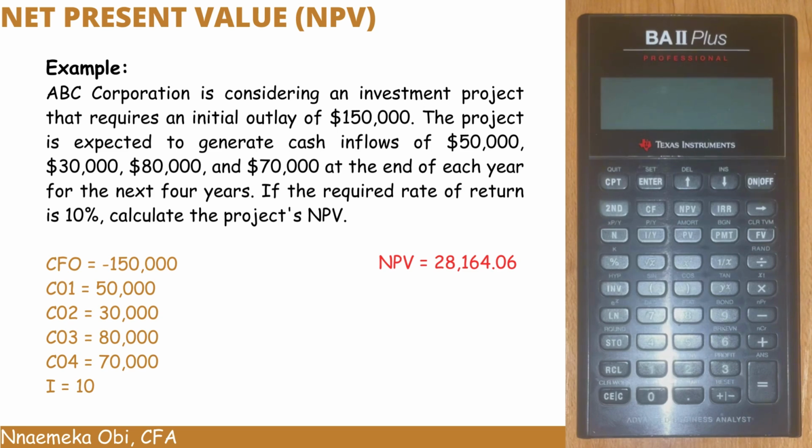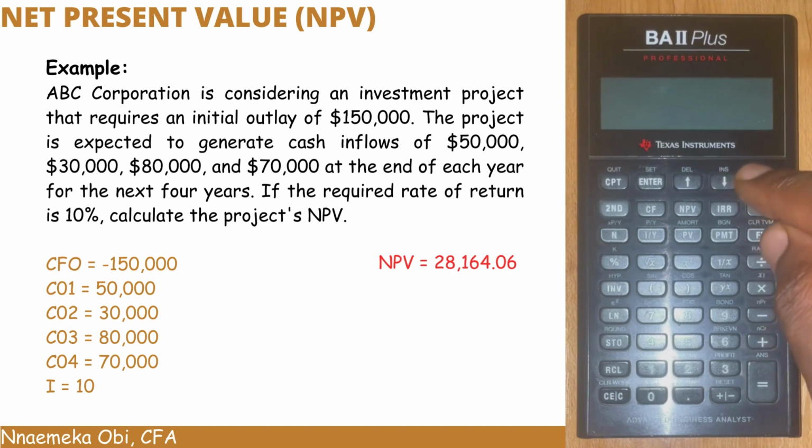The project is expected to generate cash inflows of $50,000, $30,000, $80,000, and $70,000 at the end of each year for the next 4 years. If the required rate of return is 10%, we are asked to calculate the project's NPV. Okay, so we are going to use the cash flow function in the calculator to compute the project's NPV.